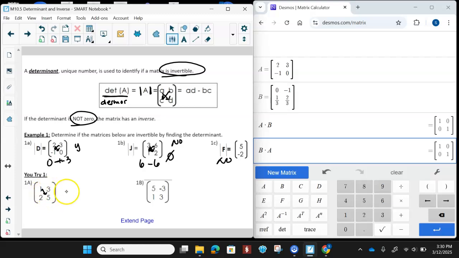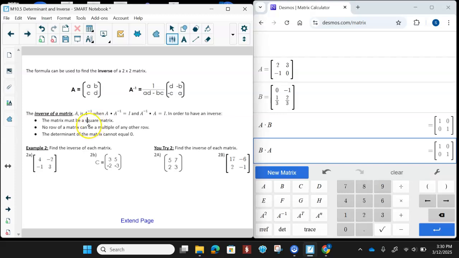And here we go. 1 times 5 is 5, minus 3 times 2 is 6. -1 is the determinant. So yes, there is an inverse here. Then here I've got 15 minus -3, which makes my determinant 18. So yes, there is an inverse to this matrix. So remember, if the determinant is 0, there is no inverse. And the matrix must be a square matrix, like a 2 by 2 or 3 by 3.